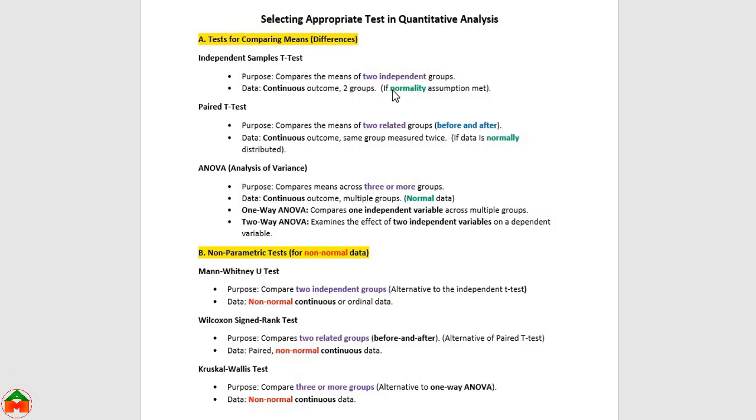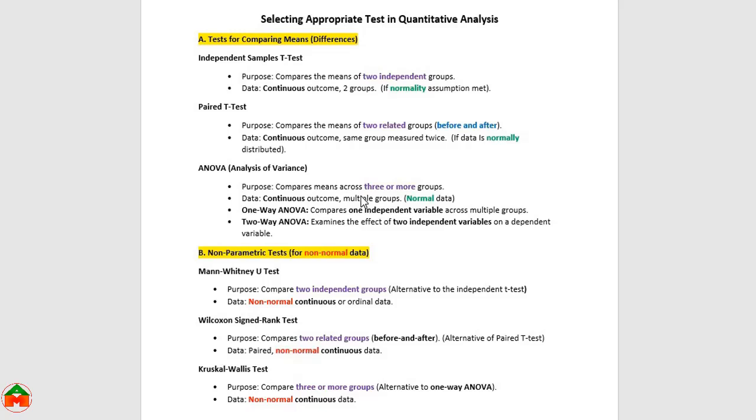So as you can see, if your data have two independent groups, and if your data is normal, and you want to compare the means of the two independent groups, then you can apply independent sample t-test. But if the data is not normal, then you have to apply the Mann-Whitney U test.